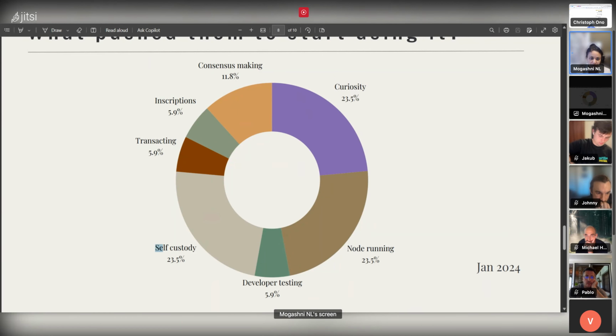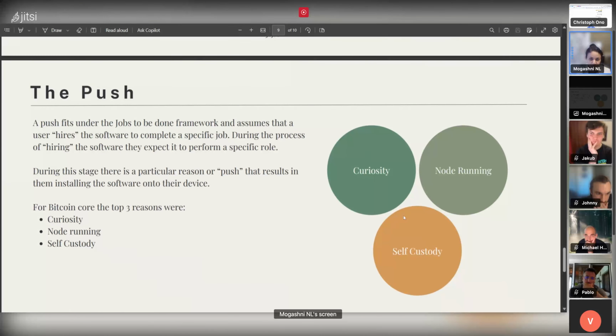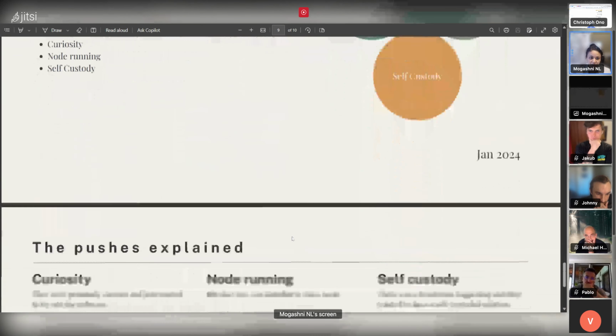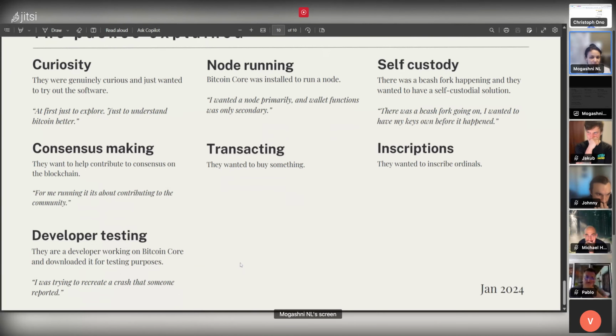And the third reason was self-custody. Then there are some very small reasons, like developer testing. We don't forget about you, you guys are also very important, with current use cases. So the pushes are curiosity, node running, and self-custody. I just explained a little bit about the pushes over here, and this is pretty much where I am. There's still more to come.